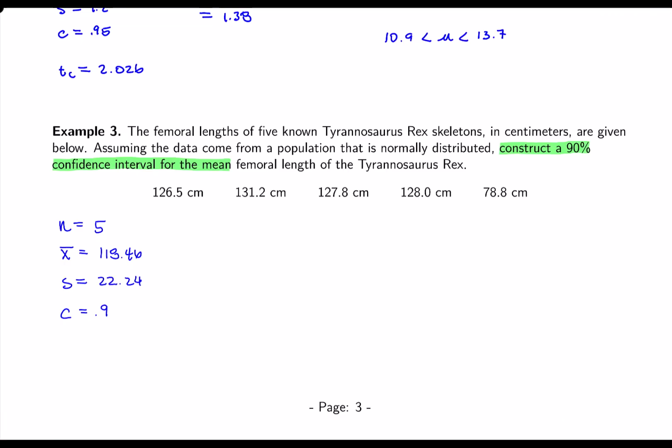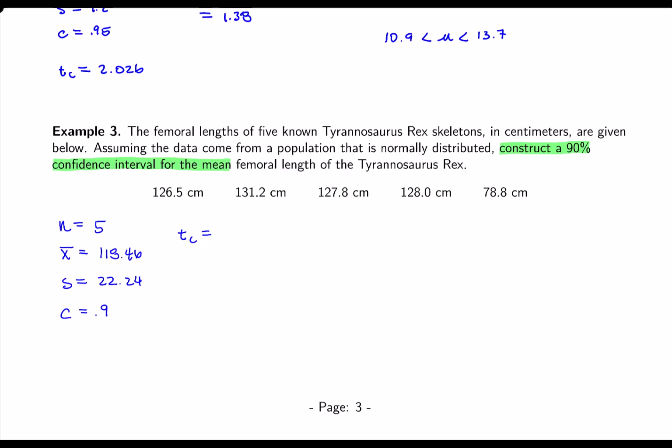Okay, now that we have these values, we can start the problem off just like the others. So the first thing we need to do is come up with a critical value, and we would use the t-distribution if the conditions are met here. So first off, we certainly are not going to use a normal distribution because we have a small sample, so that's out the window.